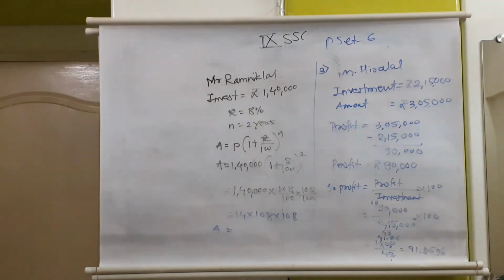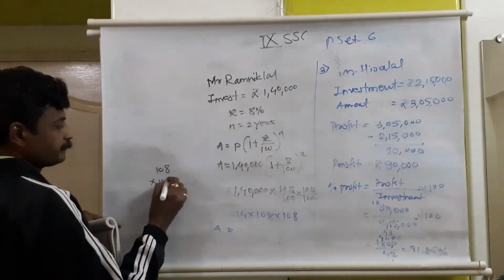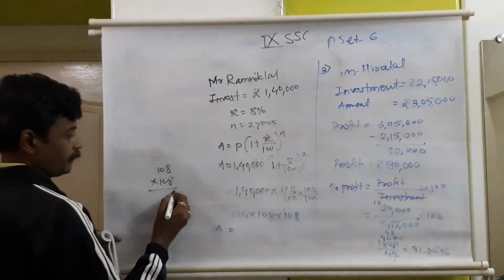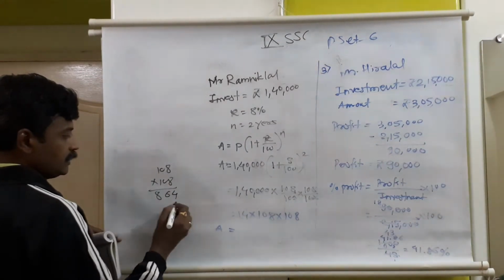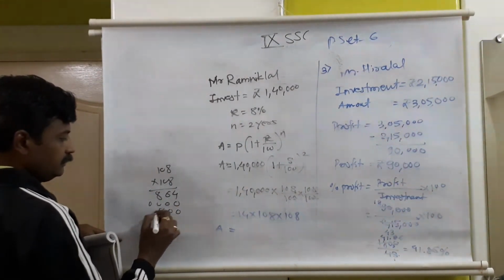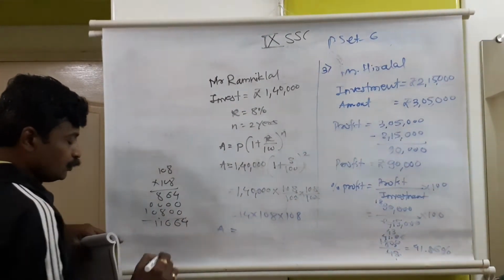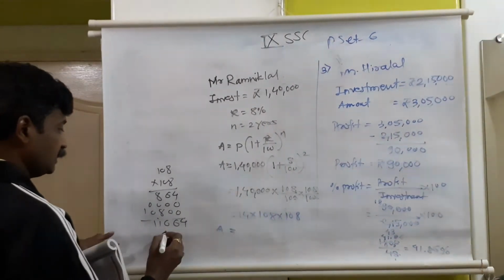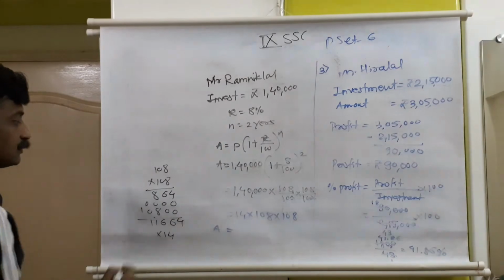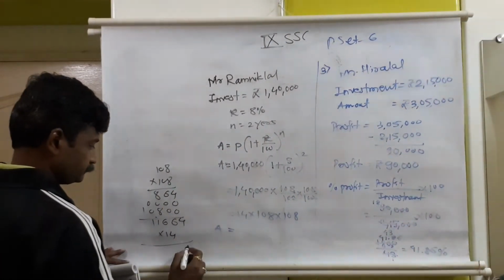So we need to carry out the product here. 108 into 108 first. Rough part I will complete it here. First we'll carry the product of 108, then by 0, then we have to multiply by 1. Total is 11664. Again it is multiplied by 14. This is 108 into 108. It is 11664 multiplied by 14.